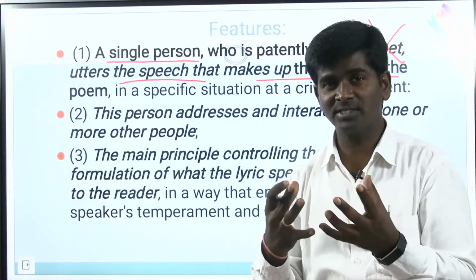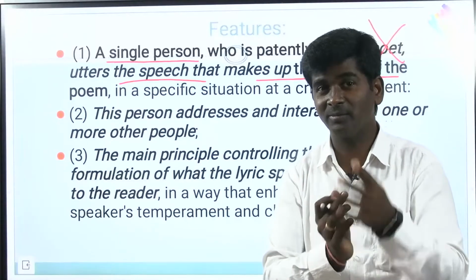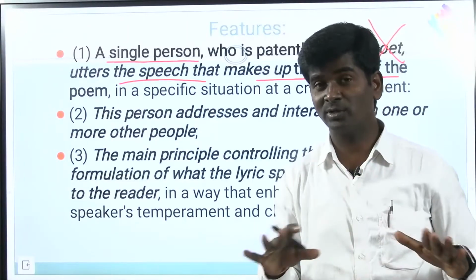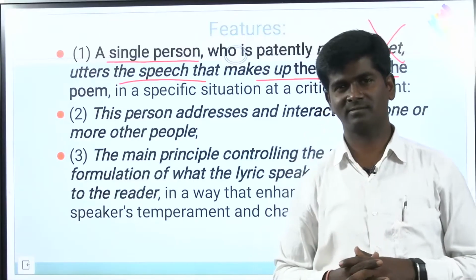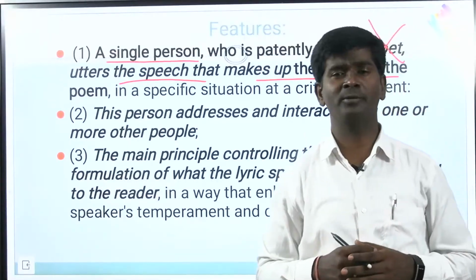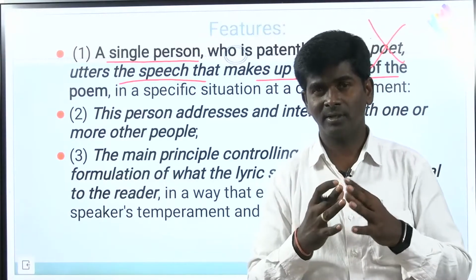And the speaker who speaks in the poem should not be the poet. If it is the poet, it becomes a dramatic lyric. If it is not the poet, but someone else, it is, for example, My Last Duchess. My Last Duchess is a popular poem which features in several examinations. And in this, who is the speaker?